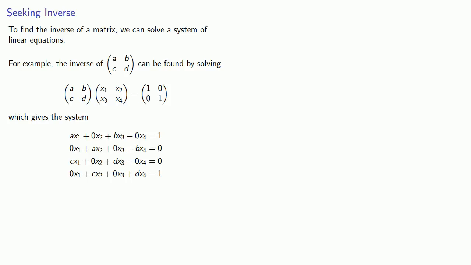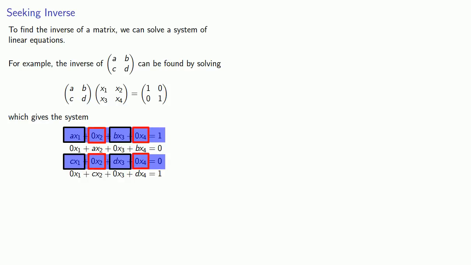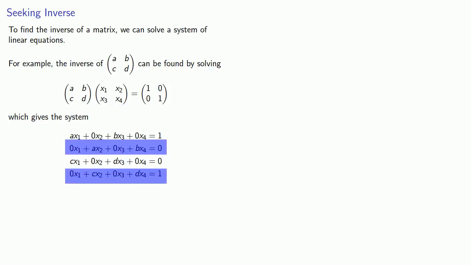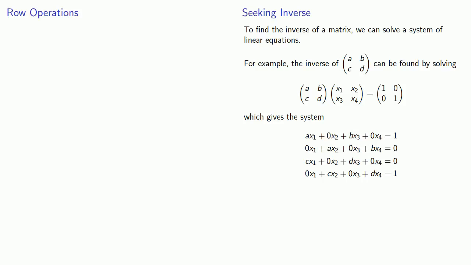Another good habit for mathematicians, or human beings in general, is asking, how can we do this more efficiently? Now, one of the things we notice about this system is that our variables actually split into two sets. The first and third equations have the variables x1 and x3, but they don't have the variables x2 and x4. That is, the coefficients of x2 and x4 are 0. Likewise, the second and fourth equations do not include the variables x1 and x3, but do include the variables x2 and x4.